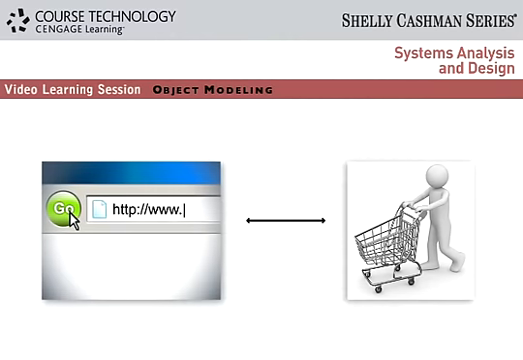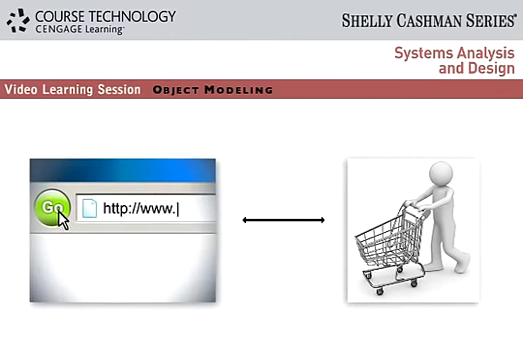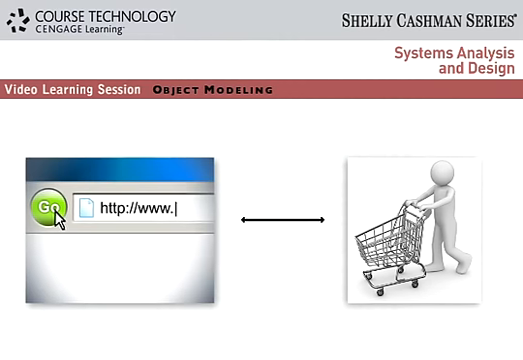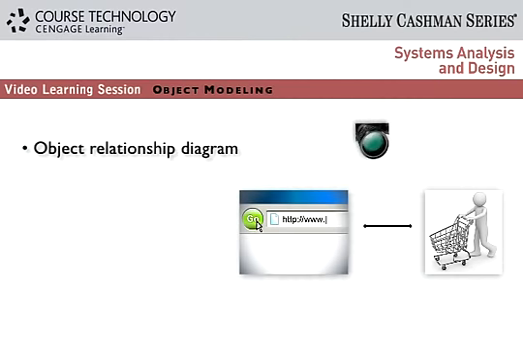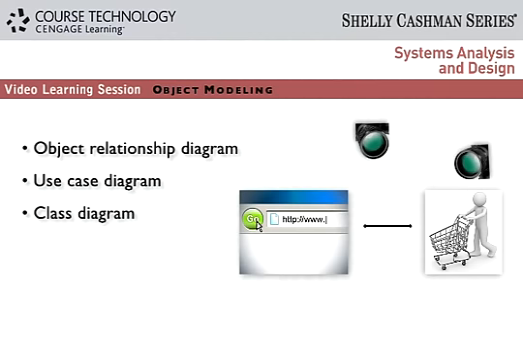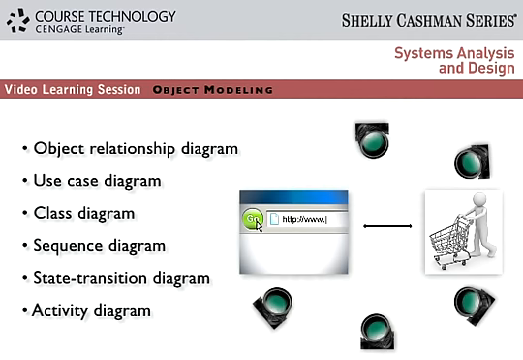Suppose you want to model a web-based order system that allows in-store pickup. Each diagram type is like a camera that sees a different view. You start with an object relationship diagram. Then you add a use case diagram, a class diagram, a sequence diagram, a state transition diagram, and an activity diagram. Let's review the diagrams one at a time.